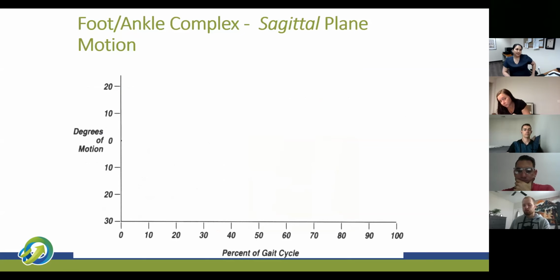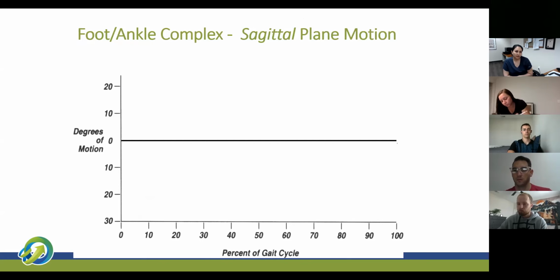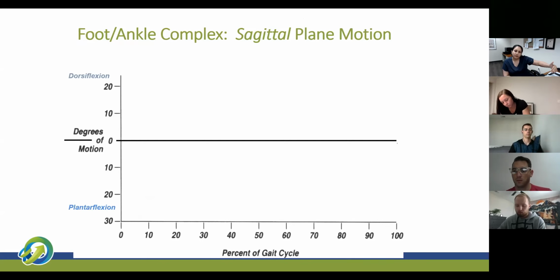Okay, so what we're looking at is basically a blank graph. We're going to be looking at the sagittal plane, so mostly plantar flexion and dorsiflexion. You see some numbers on the side. On the left are your degrees of motion, and at the bottom is your percent of gait cycle. We split it in the center at 0 degrees and separate it. Dorsiflexion is above 0 degrees and below is plantar flexion.